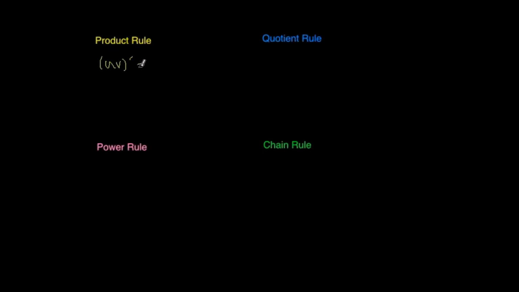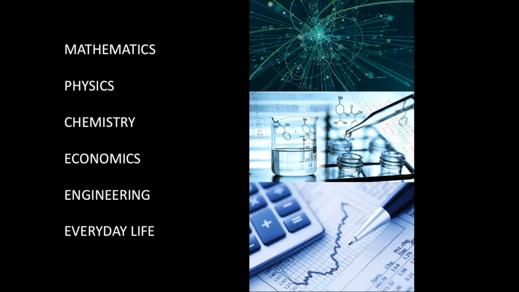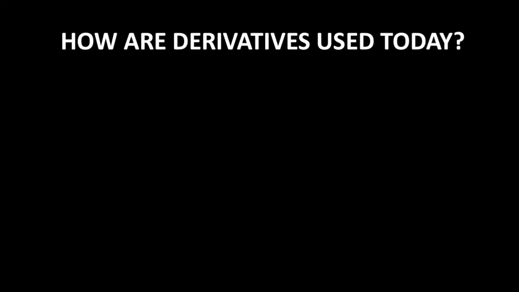There are rules that we can follow to find many derivatives. A few common ones are the power rule, the product rule, the quotient rule, and the chain rule. The chain rule is very interesting as it allows you to find the derivative where the function has a function within it. Derivatives are used just about everywhere, in mathematics, physics, chemistry, economics, engineering, and everyday life.